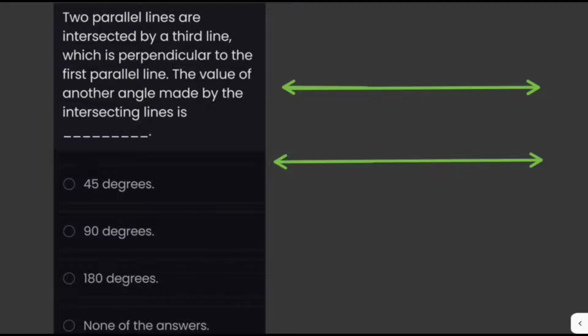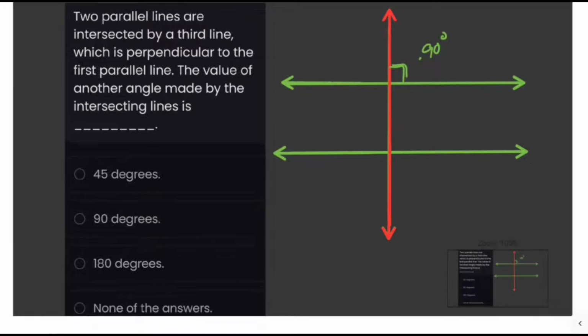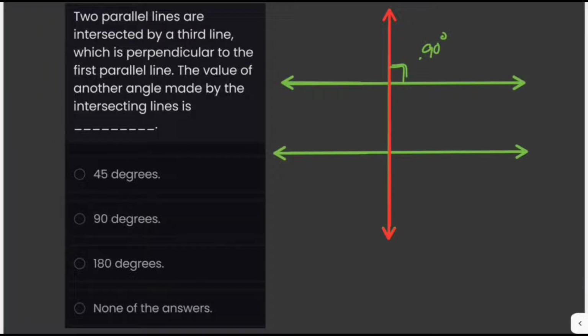Let's say these are the two parallel lines here, and then these lines are intersected by a third line which is perpendicular to the first parallel line. So if the first line is intersected and forms 90 degrees, if this is 90 degrees, then that means that all other angles formed from the intersecting line are also equal to 90 degrees. So the value of another angle made by the intersecting lines is 90 degrees. So this is our answer here.